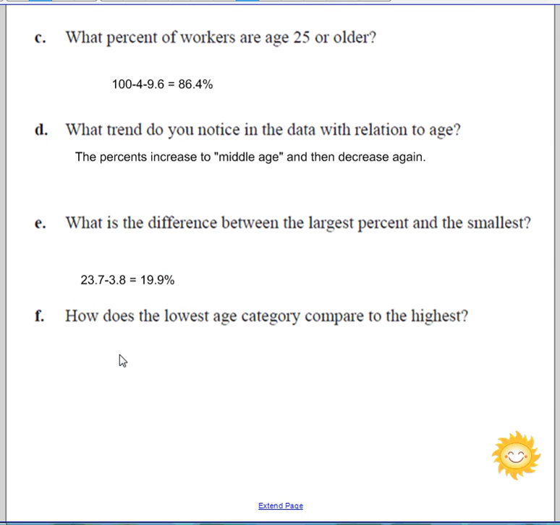And then it says, how does the lowest age category compare to the highest? Well, the lowest age is at 4, the highest is at 3.8. And so I would say that they're very close or very similar. And so if we subtract that, there's only a 0.2 or 0.2% difference between them.